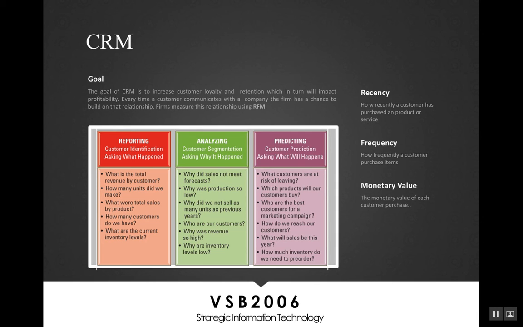So what can we predict? What customers are at risk? Can we predict what products our customers will buy? Who are the best customers to reach out to in terms of marketing? These are all very important functions which are tied into what a CRM system is supposed to do.